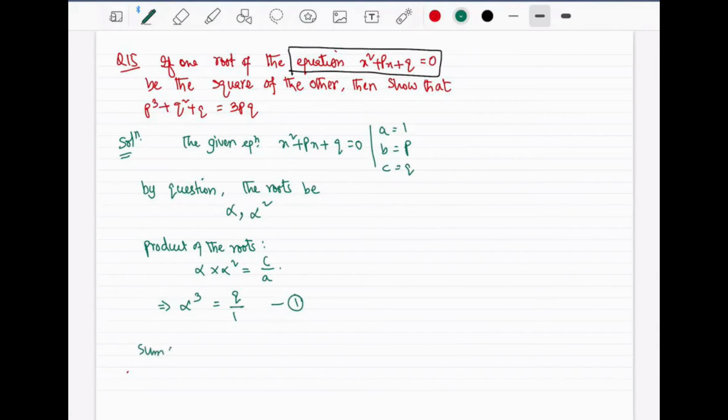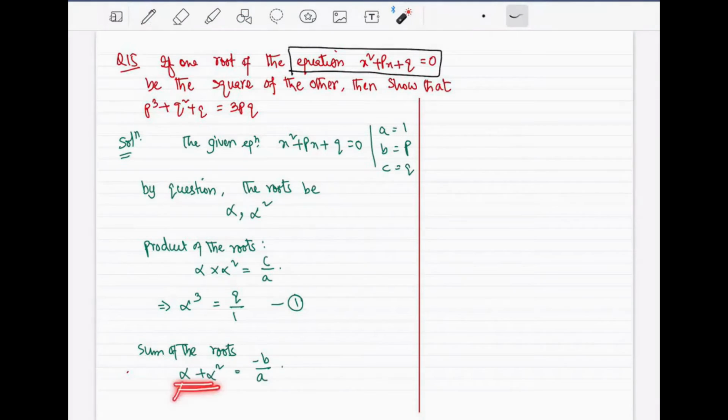What about the sum of the roots? The first root is alpha, second root is alpha square. This will be equal to minus b by a, right? Let's do further calculation on the side. On the left hand side, there is alpha in both terms, so we can take out alpha as common factor. Alpha into 1 plus alpha is equal to minus b. Instead of b, we are putting p. By 1, we can forget the denominator, it's useless. So this is the sum.